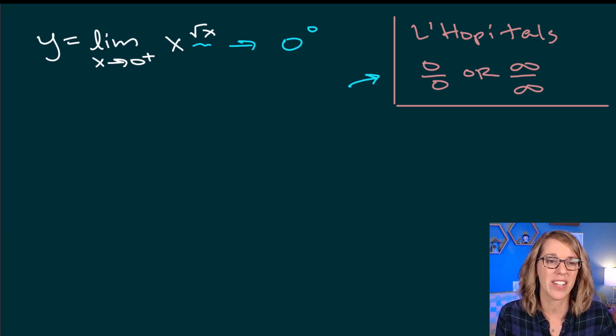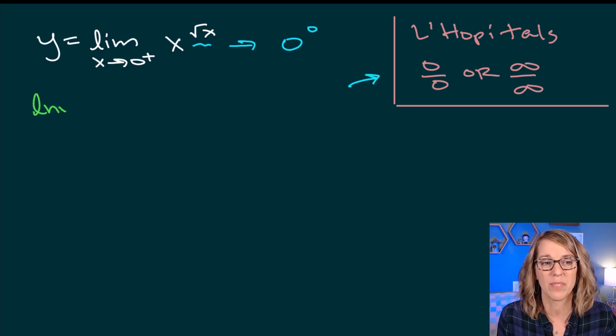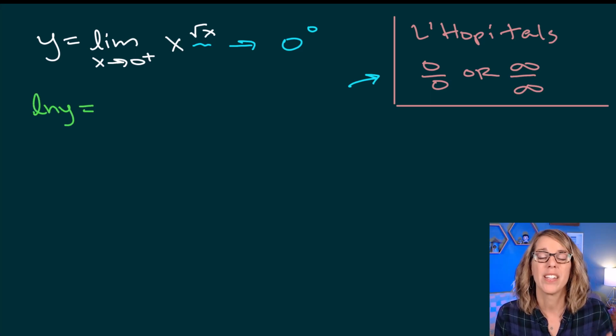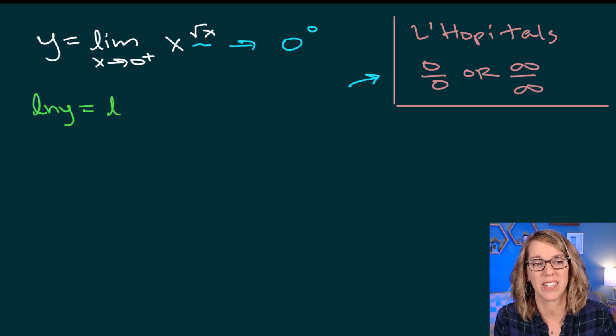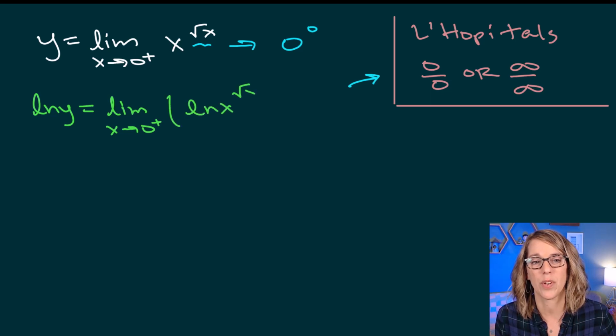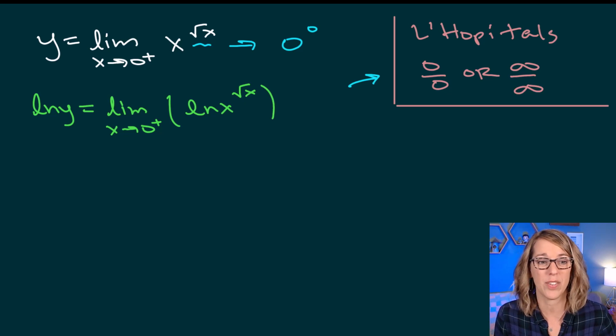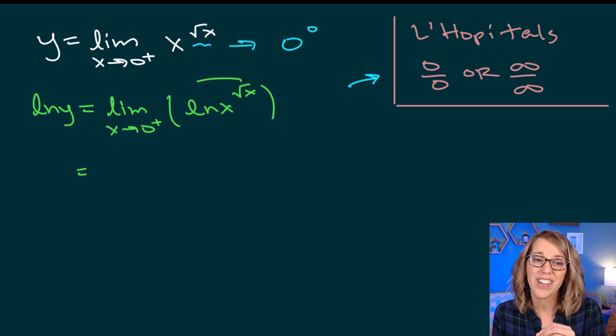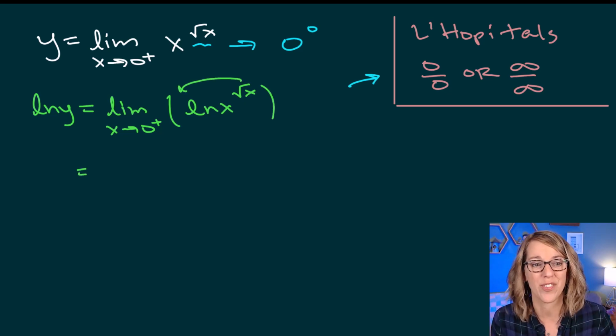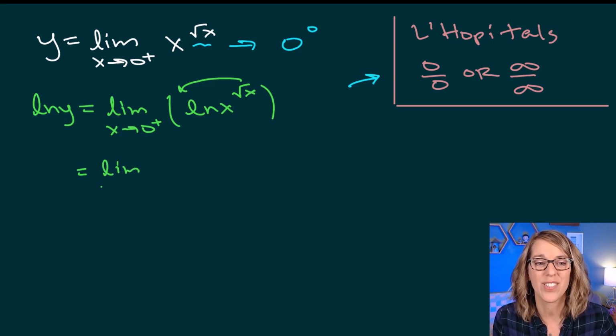So I want to start by taking the natural log on both sides. So I've got the natural log of y, which is my limit, is equal to, let's go ahead and bring the natural log inside the limit to start here. So the limit as x approaches 0 from the right, natural log of x to the square root of x. Actually, lots of shortcuts that you can take. I know that that power is going to come out in front of the natural log. That is going to get me to a place where I can get a quotient out of this guy. So I get the square root of x, natural log of x.